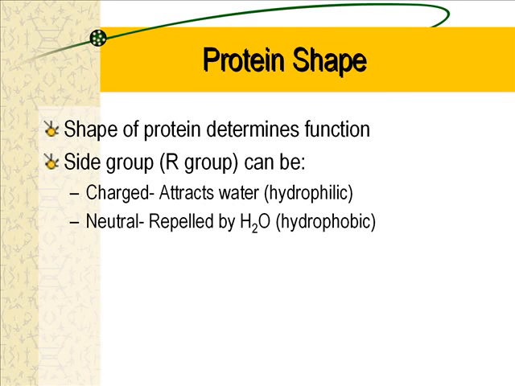The R group is what gives the difference between one shape or another on an amino acid. If it's charged, then it's hydrophilic, meaning that it likes water and it's attracted to water. If it's neutral, then it's repelled by water, or it's hydrophobic.